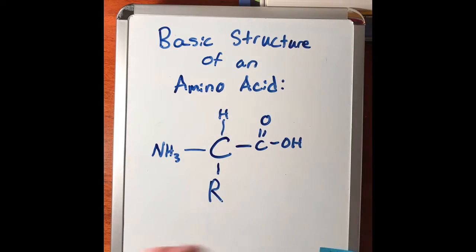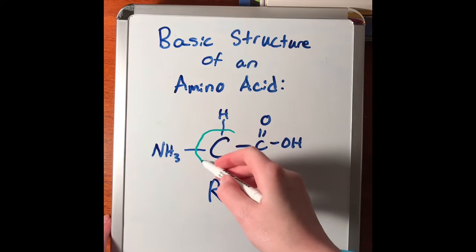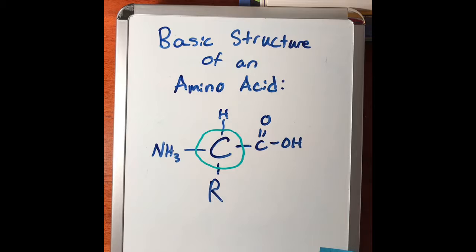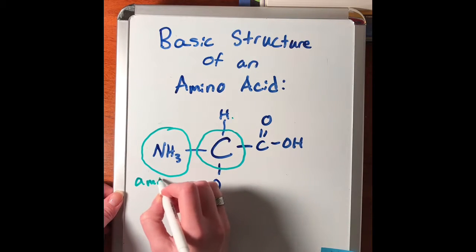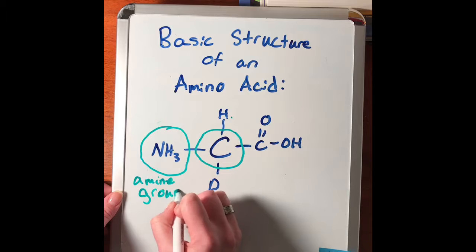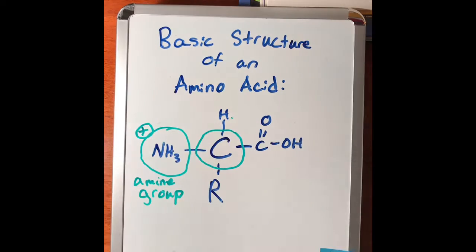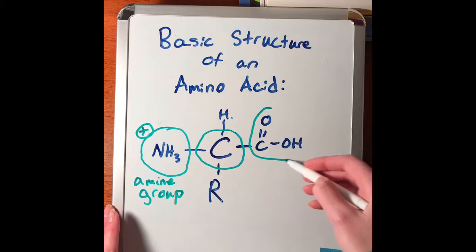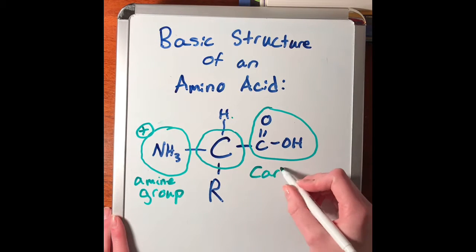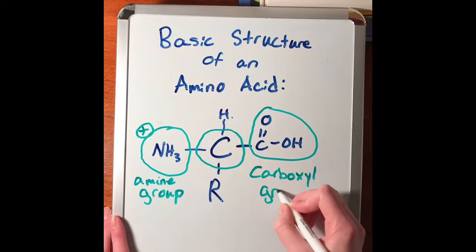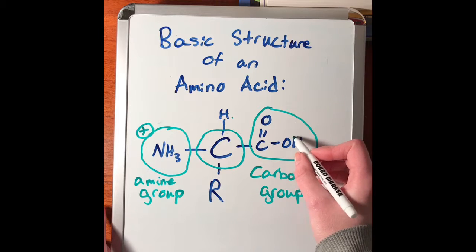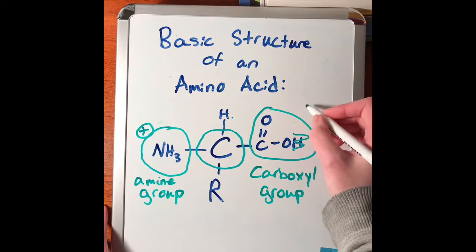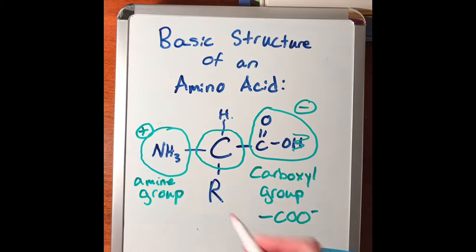This is the basic structure of an amino acid. Here at the center is the central carbon, and just above that, attached, is the hydrogen. On the left is the amine group, which just means that it is a nitrogen with 3 hydrogens attached, and it tends to be positively charged. And on the right is a carboxyl group, which is just a carbon with a double bonded oxygen and a single bonded oxygen with an H attached, called an alcohol group. Now, if you get rid of the H, this is negatively charged.